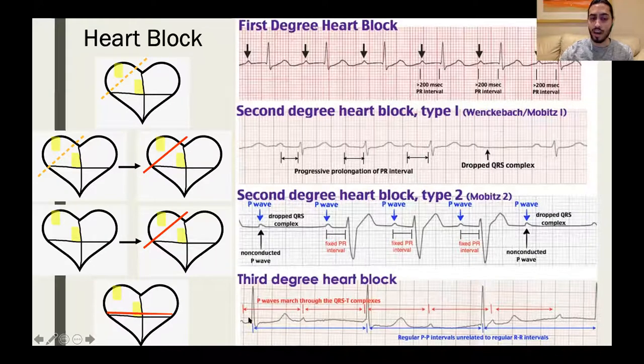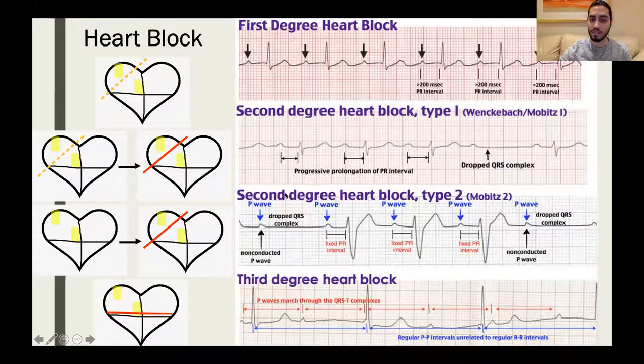So your heart is now making these things called junctional beats, which are basically beats that originate from somewhere in the ventricle, completely unrelated to the atria. So your atria are running at the same pace that they normally would, but that is completely unrelated to the QRS complexes and your ventricular rate. If you count these individually, they're regular, but if you compare them to each other, they're completely unrelated. And that's third degree heart block.